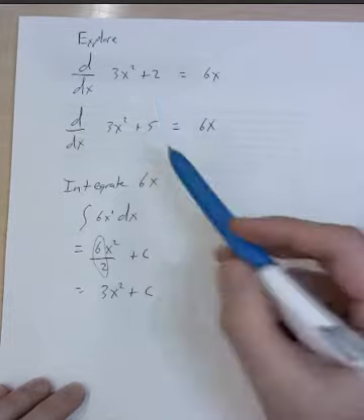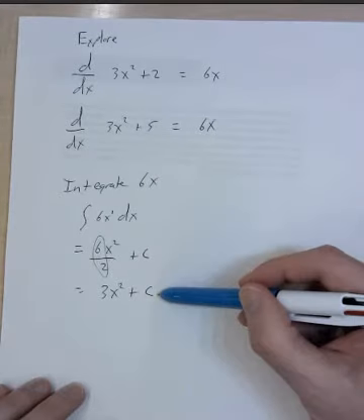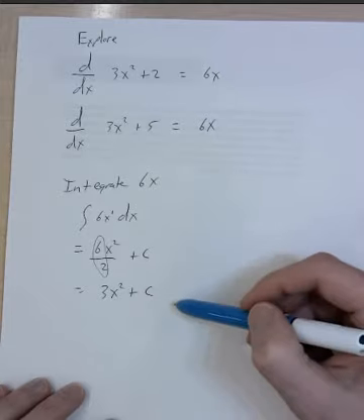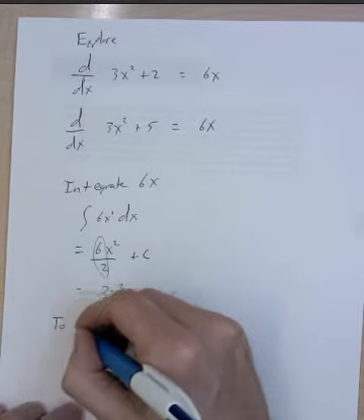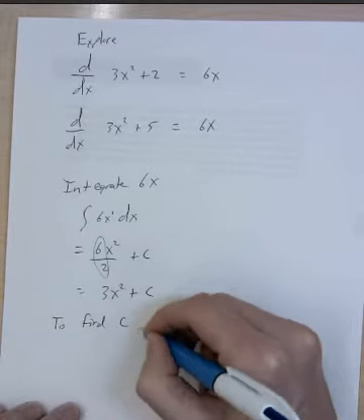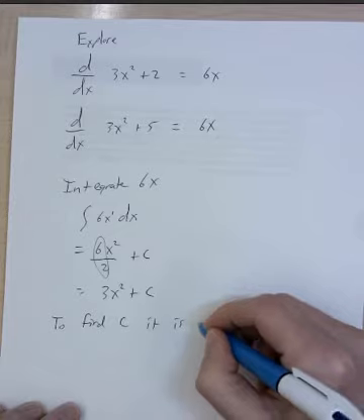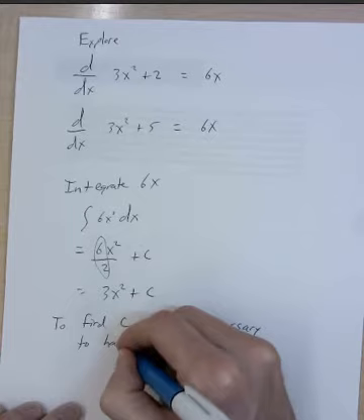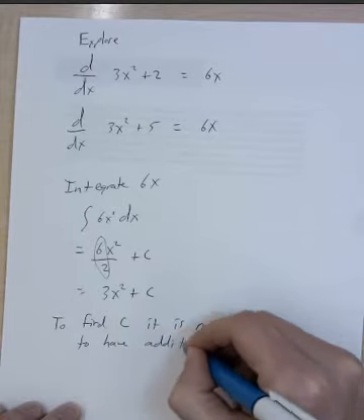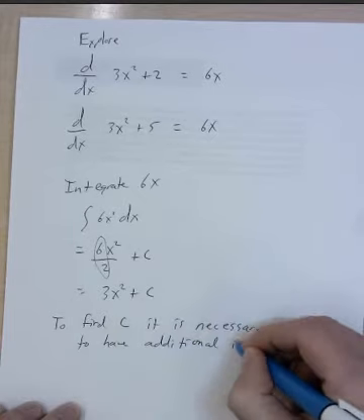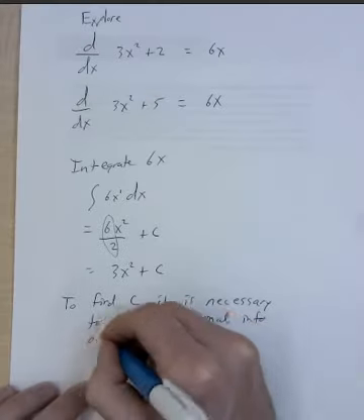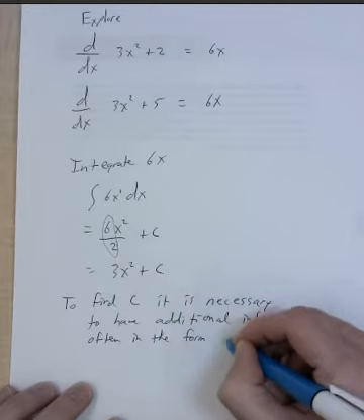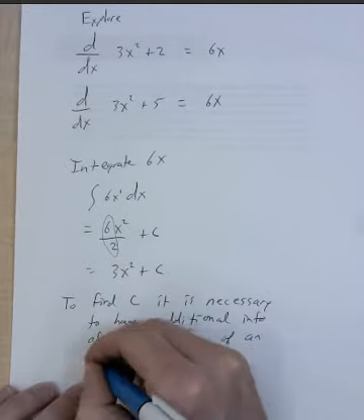How are we going to find out what c is? Well, we have a method. And the method for finding out what c is to get some additional information. So, to find c, it is necessary, write this down, it is necessary to have additional info, often in the form of an initial condition.